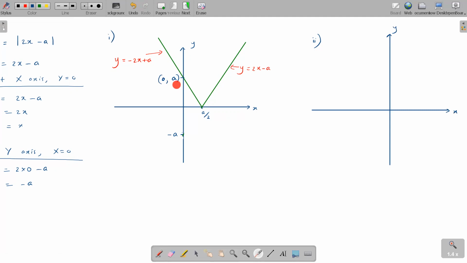Sorry, 0 plus b? No, it's 0, comma, a plus b. The y coordinate, yeah, so that means it goes a little bit up. So it goes 0, comma, a plus b.